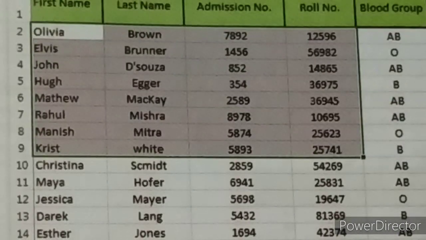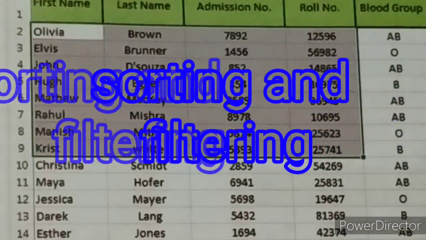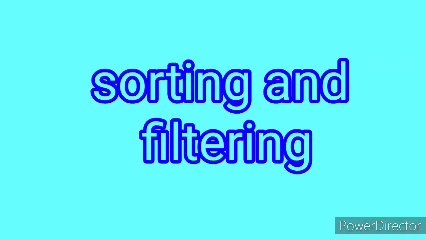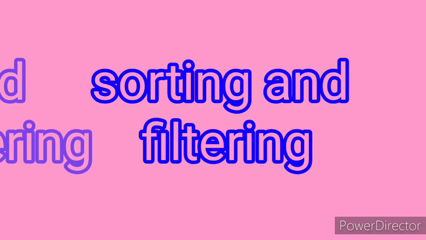Let us recall the topics we have studied in today's class. Sorting and filtering. Sorting means rearranging data in cells in a specific order. Filtering is used to display the rows that meet the specified criteria. Okay, I hope you have understood these topics clearly. Students, if you have a system at home, please try to do it. It is a very easy and interesting topic.